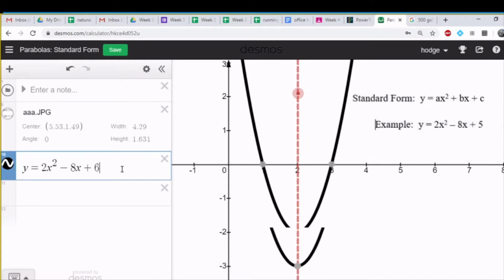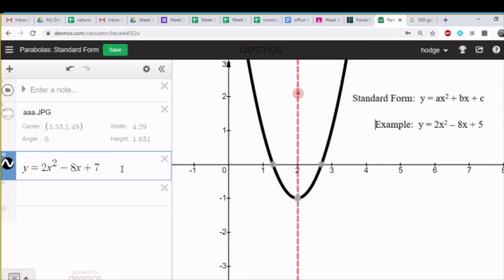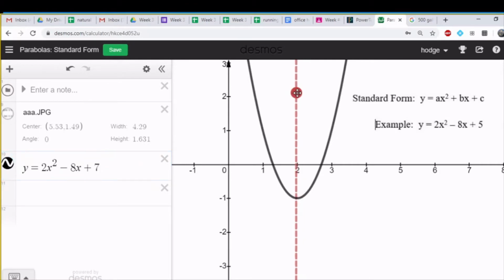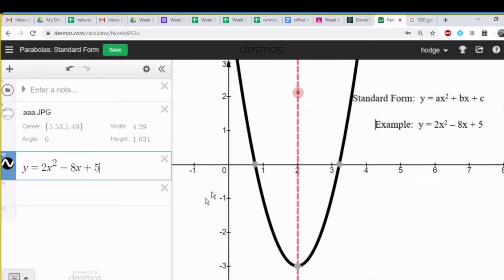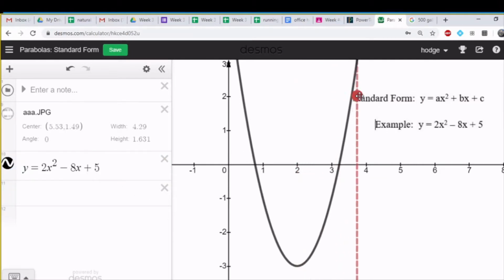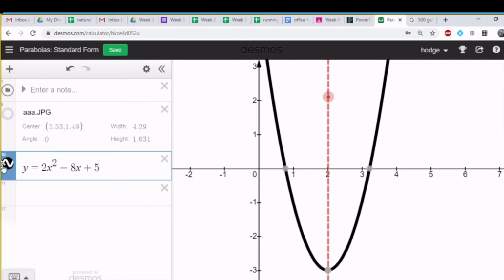If we change the 5 to a 6 or to a 7, it just moves the parabola up or down. It does not change this center here, which is at 2. If you looked at it enough, you might notice that if we take not -8, but the opposite of that, 8, and divide it by 2, we would get 4. That's not where the center is. The center is not at 4, it's at half of 4, which is at 2.